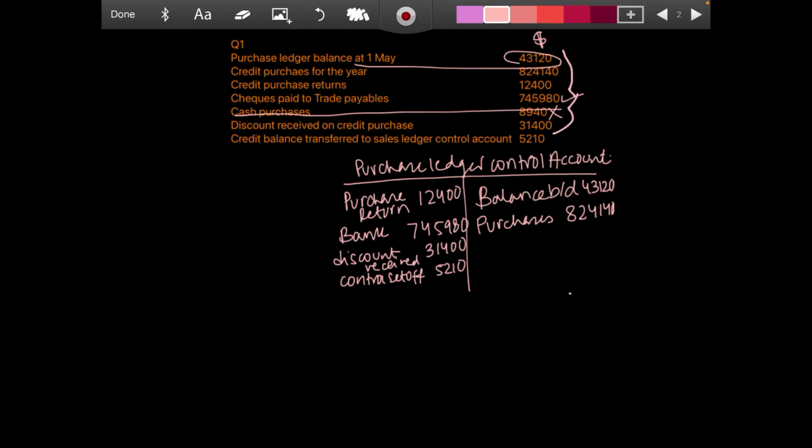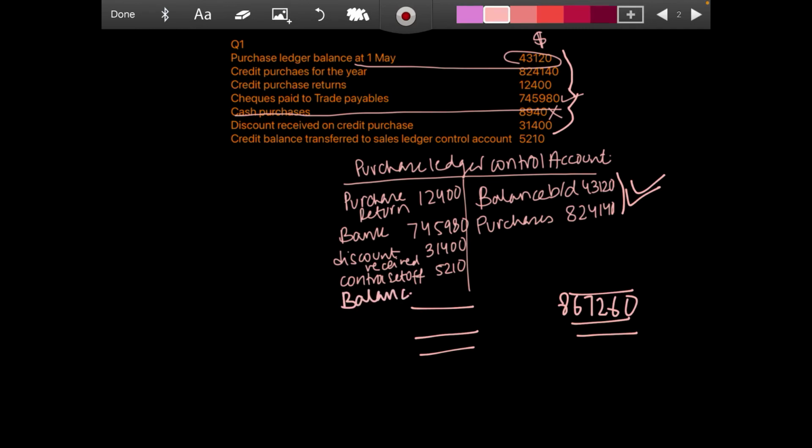Okay, so after listing down all the transactions, we will total the amounts on both the sides, and as we can see, this side is heavier, so we will add this, and this is 867260. The balance CD will be on our debit side because this represents the amount we owe to our supplier.